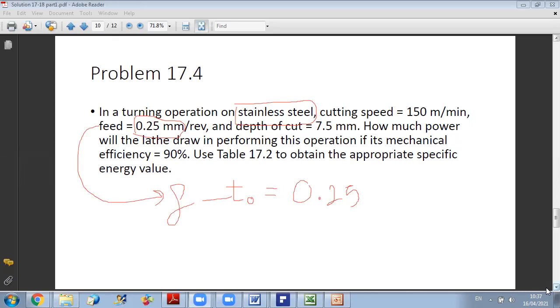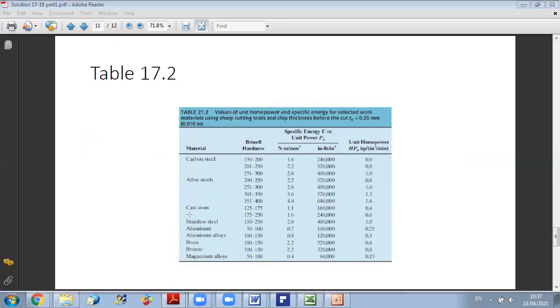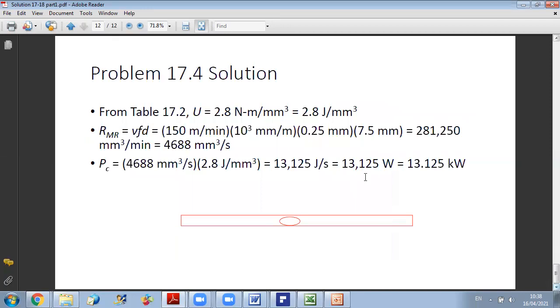Now I will check for stainless steel. In general, they should also give you the hardness, but there is only one value in the table for stainless steel. Since I'm working in SI units, I will select the value in Newton meter per millimeter cube, which is 2.8. So U is 2.8 joule per millimeter cube.